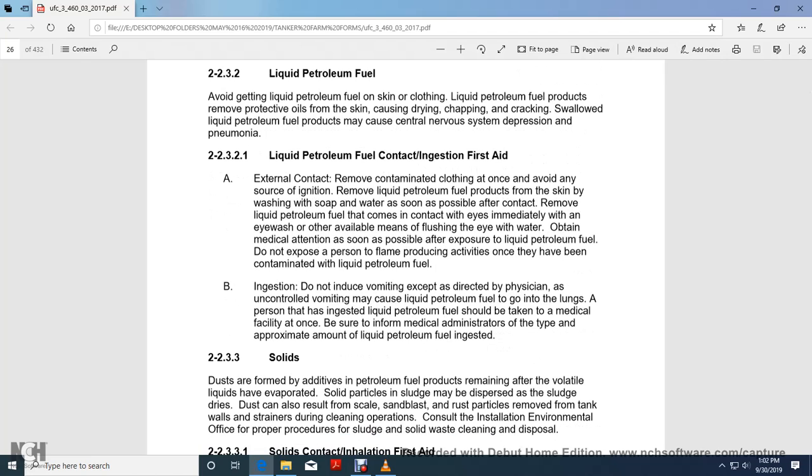Ingestion: do not induce vomiting except on the directive of a physician. Uncontrolled vomiting may draw liquid petroleum fuel into the lungs. A person who has ingested liquid petroleum fuel should be taken to a medical facility at once. Be sure to inform the medical administrator of the type and approximate amount of liquid petroleum fuel ingested.